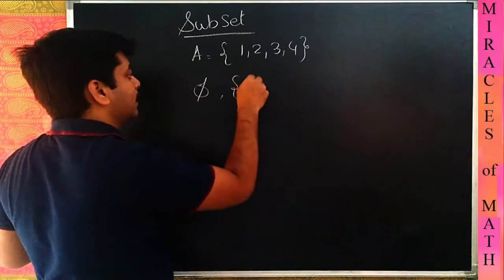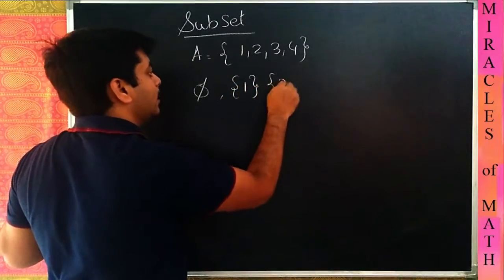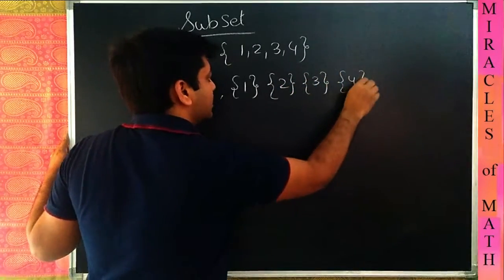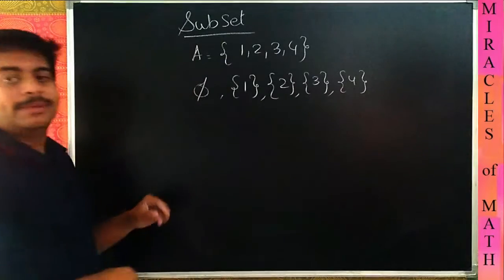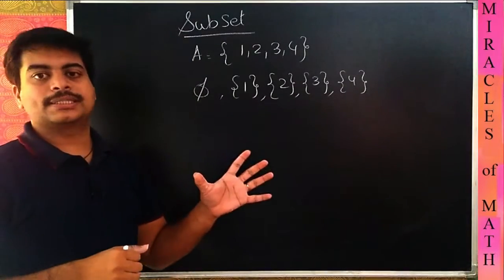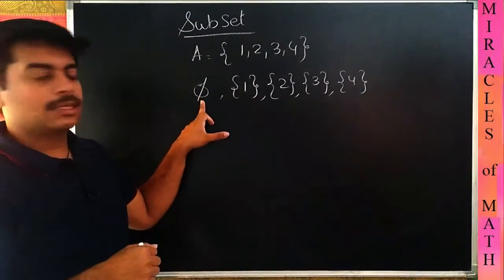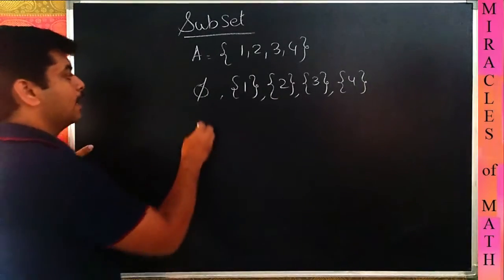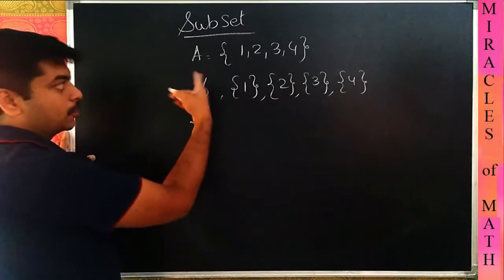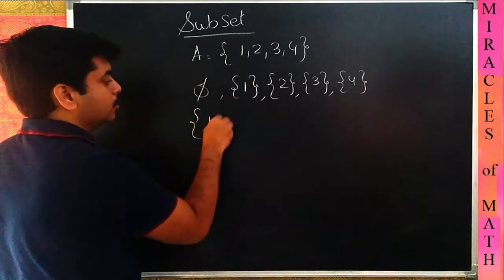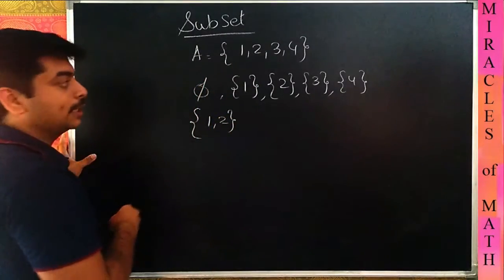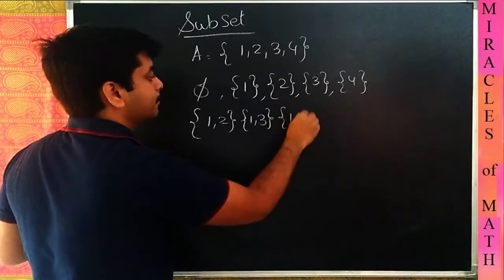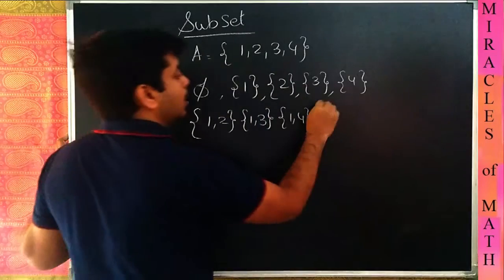Selecting only one element at a time, you can select 1 or 2 or 3 or 4. You have 4 chocolates and you can take no chocolates, or 1 chocolate, or you can take 2 chocolates at a time. What are the available options of taking 2 at a time? {1, 2}, you can take the first chocolate and second chocolate, or {1, 3}, {1, 4}, or you can go for {2, 1}.